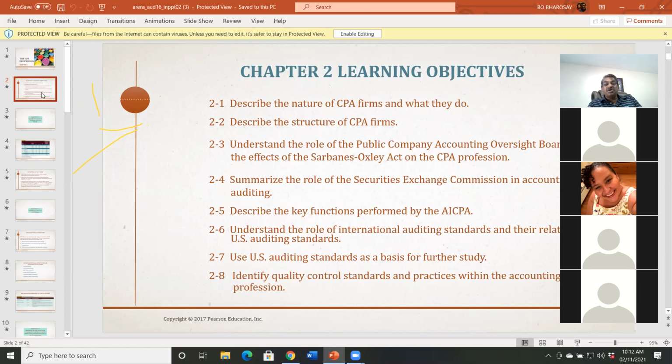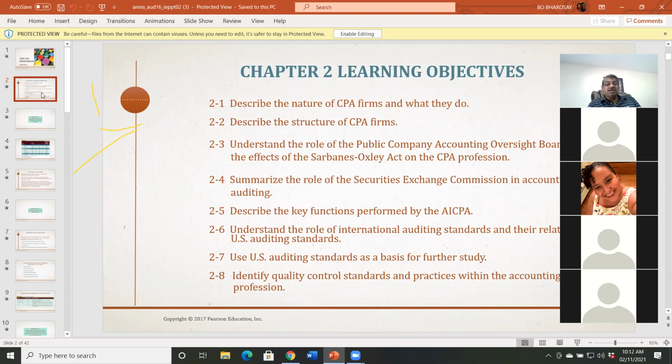We'll describe the key functions performed by the AICPA. The AICPA is a membership organization where all of its members are basically CPAs. There may also be some room for student membership. We'll understand the role of the international auditing standards and their relations to US auditing standards. We'll use US auditing standards as a basis for further study.